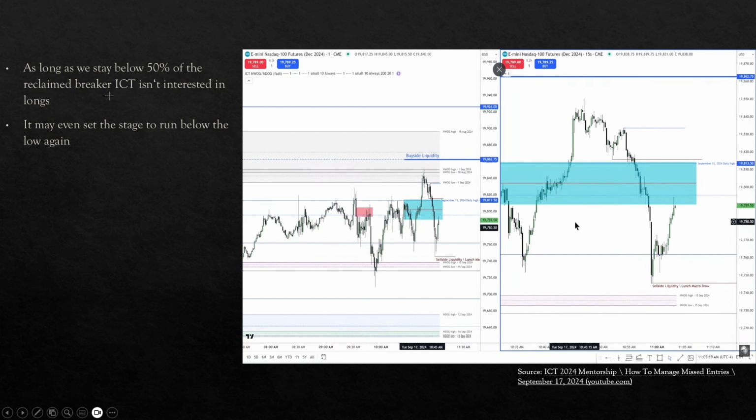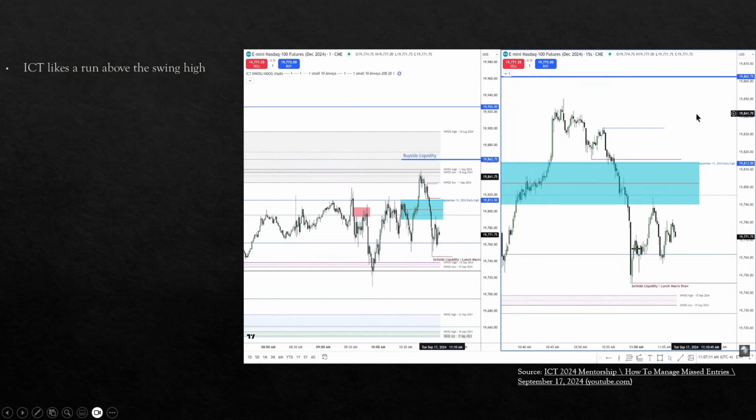As long as we stay below the 50% line, this orange line of the reclaimed breaker, ICT isn't interested in any longs. So it may even set the stage to run below this low again right here. This run higher for ICT was too shallow. He wanted to see deeper retracement before looking for a short.